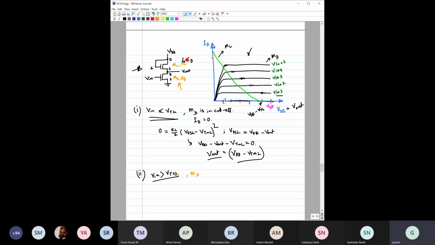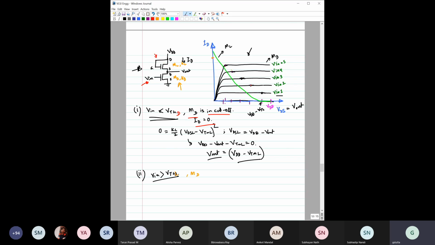See here, because we have applied V in here, right? So V in is this one. Until and unless this V in is greater than the threshold voltage of MD, this driver transistor would not be on exactly. So it would be VTHD only. So when this V in is less than VTHD, then obviously this MD is cut off. So when this MD is cut off, then ID is off. So ID is equal to 0.